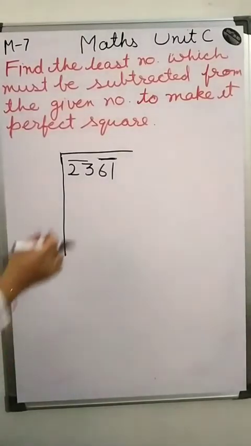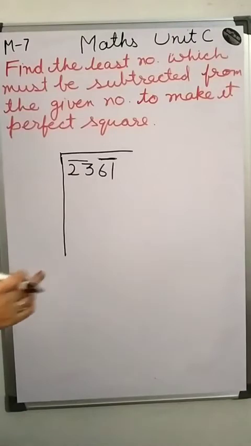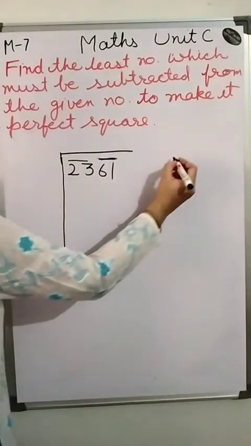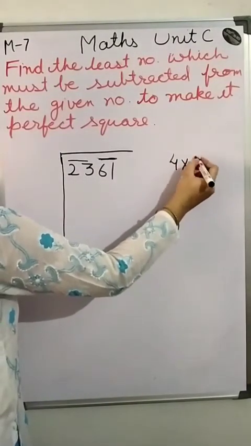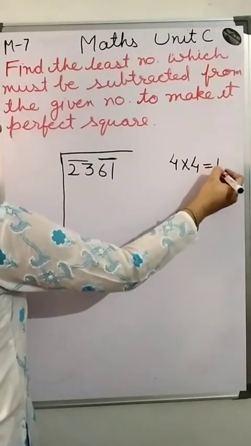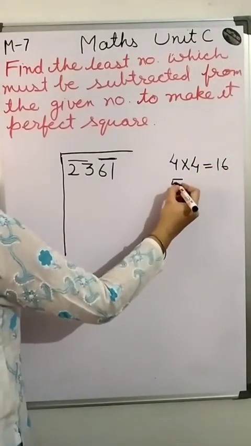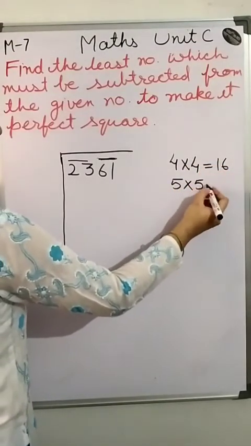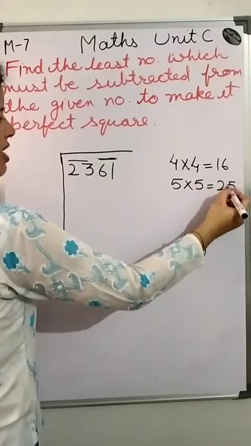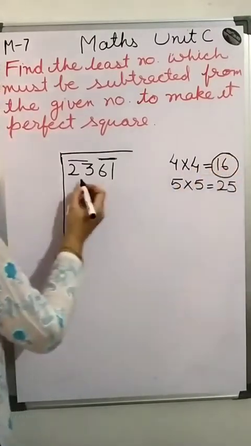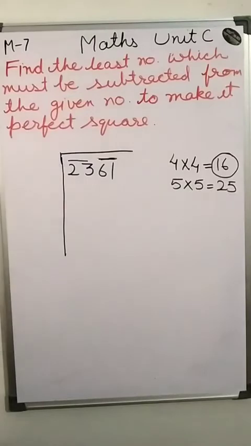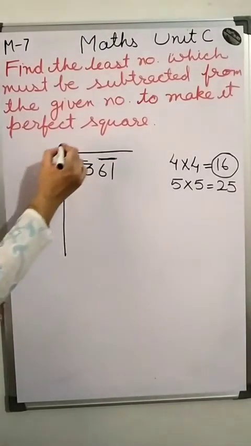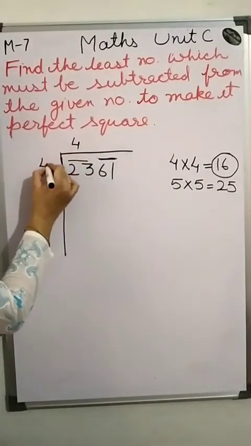So here you select a number so that if we multiply it by itself, like if I am multiplying 4 into 4, it is equivalent to 16. If I am multiplying 5 into 5, it is equivalent to 25. 16 is less than 23. So what do we do here? We place 4 here and 4 here.